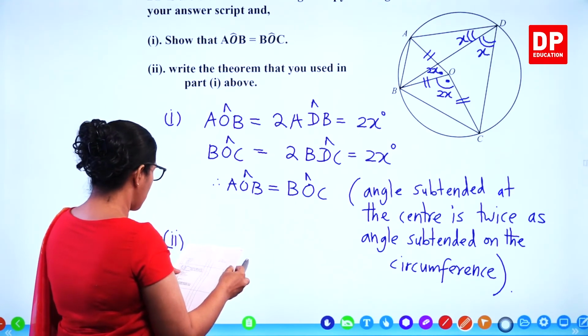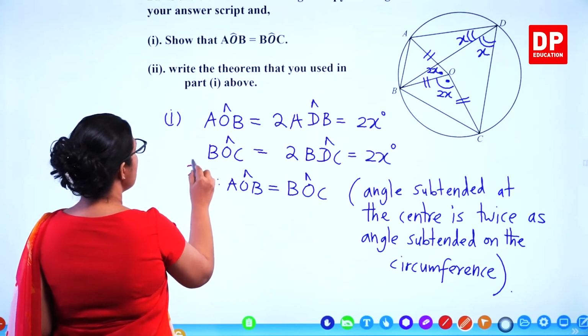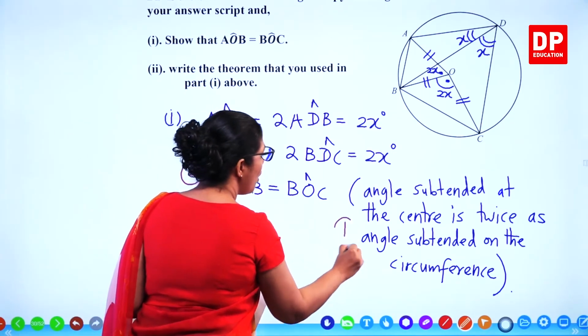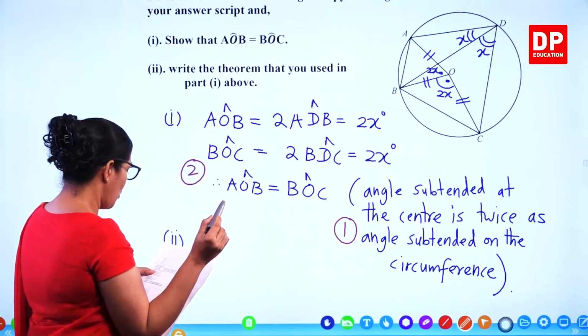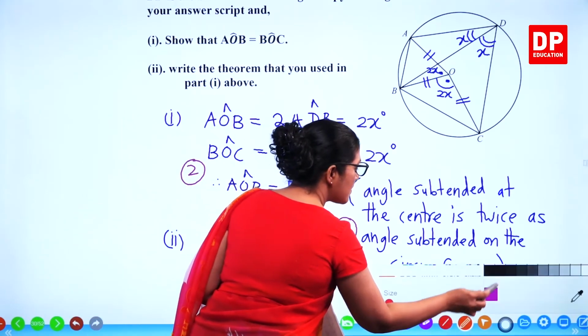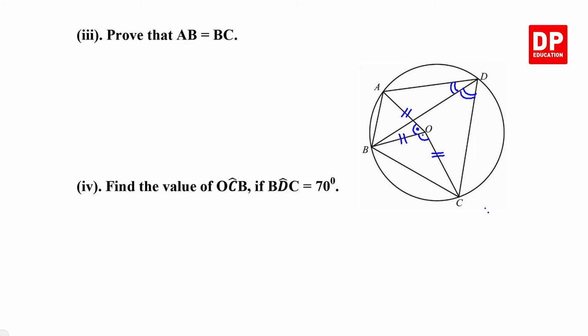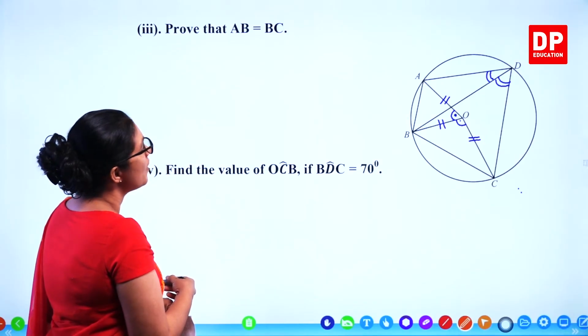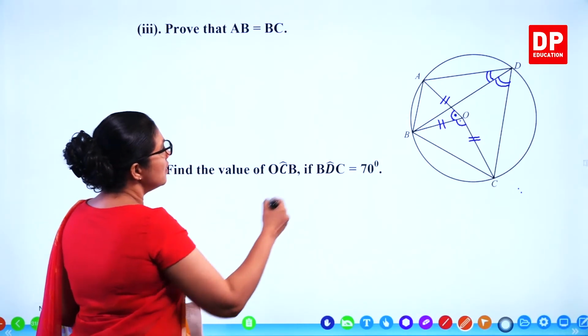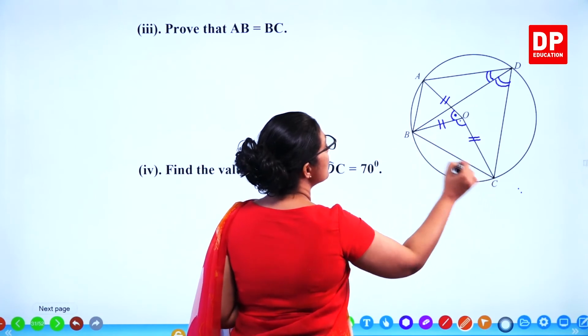3 marks. So 2 marks for this part and 1 mark for the reason. So only 3 marks. So let's take the next one. Prove that AB equals BC. So we have to show that this length is equal to this length.